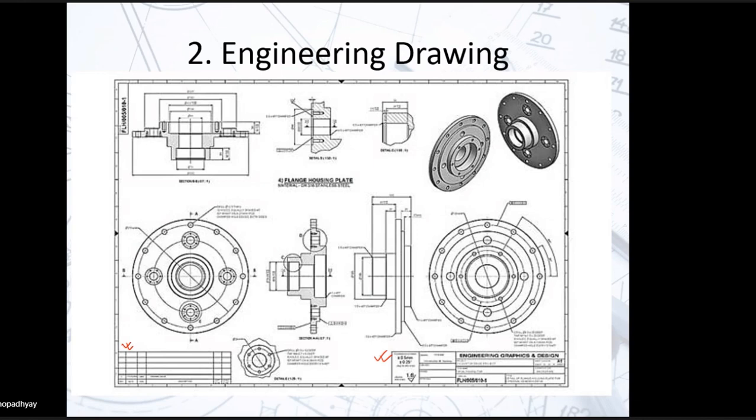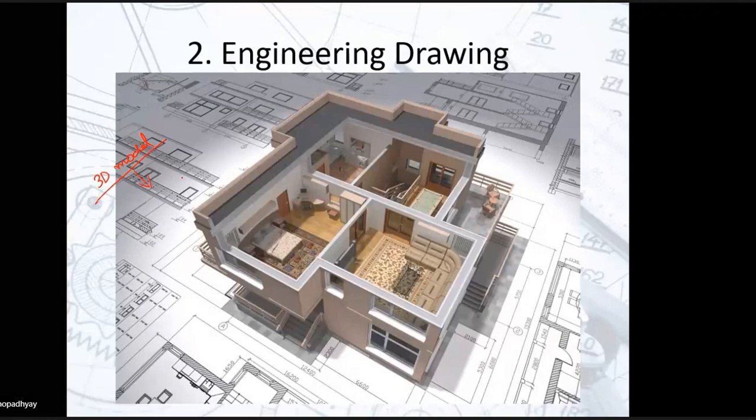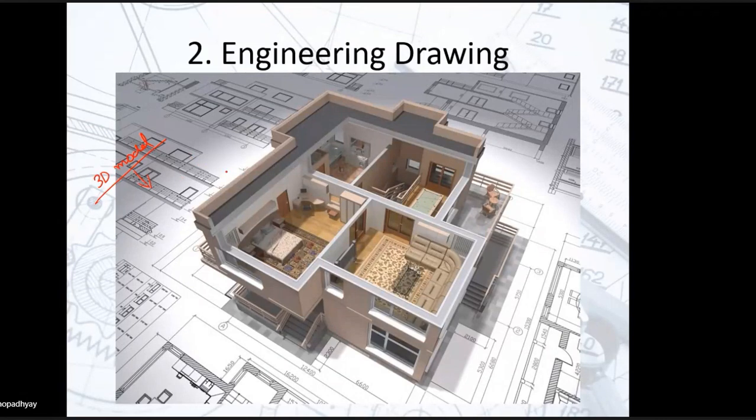So this is an example of engineering drawing. Now the building that you have is a 3D model. But whenever you see any plan of any house, if you go through the plan of the house that you are living in, you will notice that it is a 2D representation of your house.